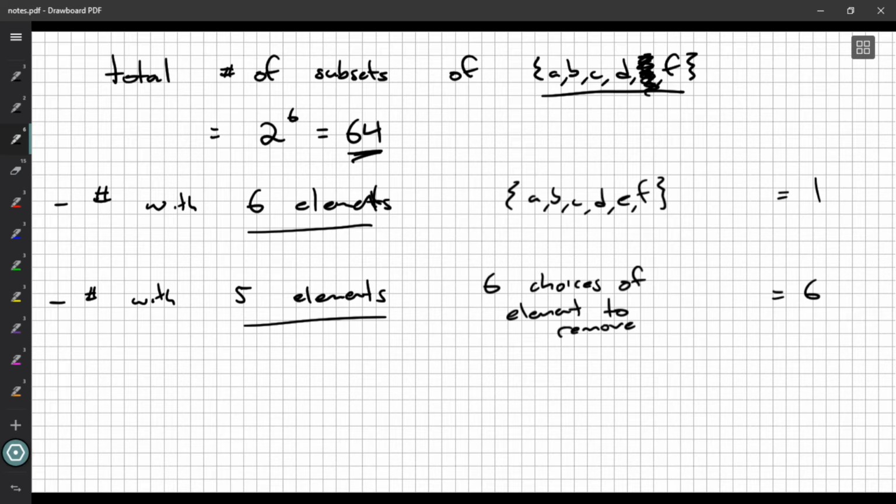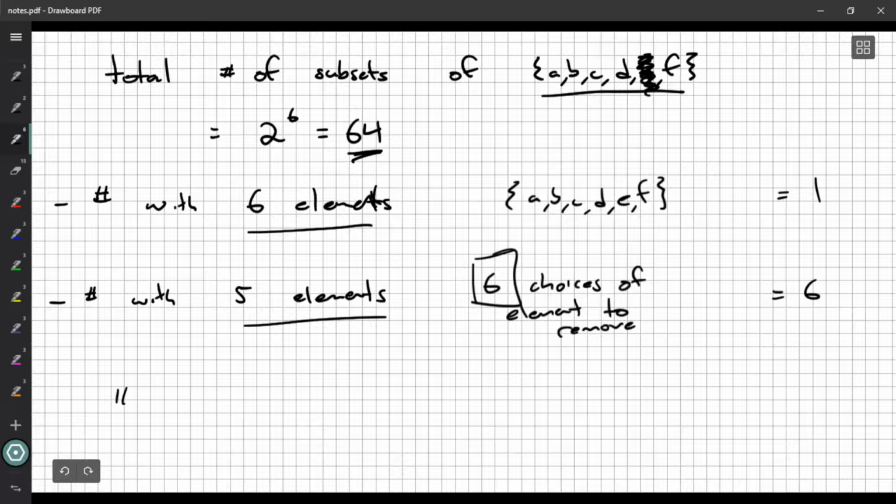B, C, D, E, F; A, C, D, E, F; A, B, D, E, F; A, B, C, E, F; A, B, C, D, F; and A, B, C, D, E, if you actually want to write them out. But instead, let's just think about our choices, be a little smarter about this.